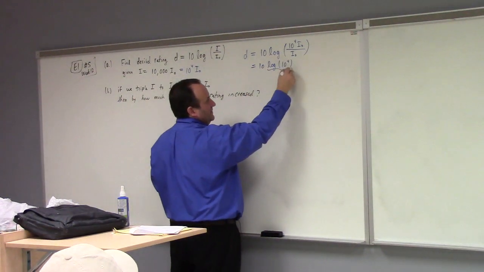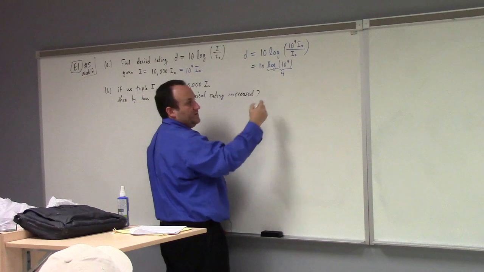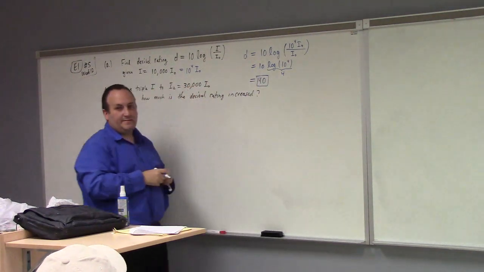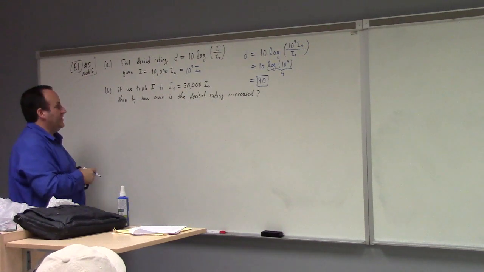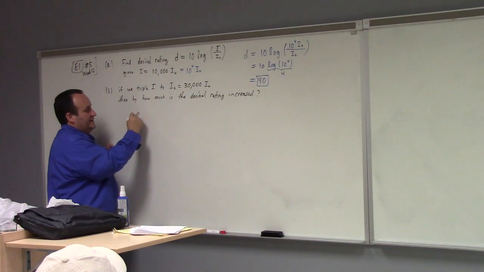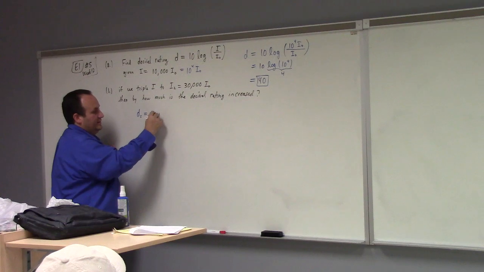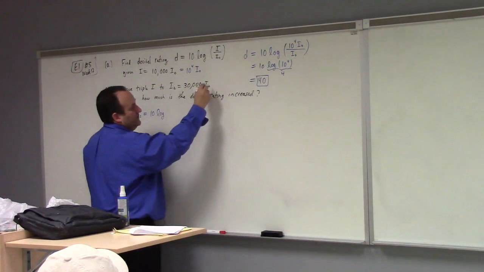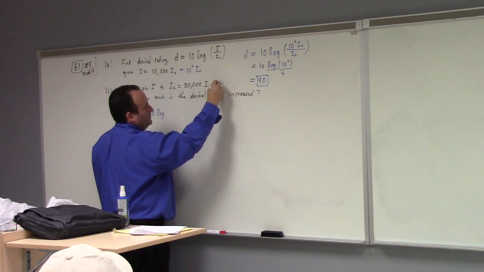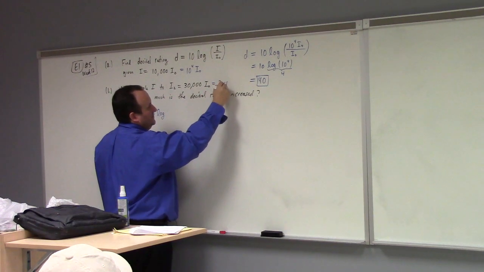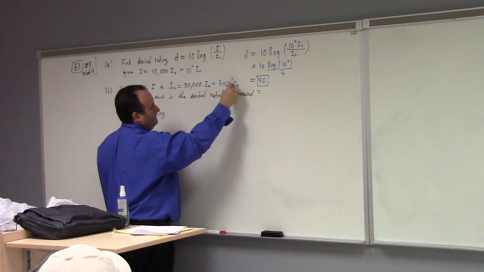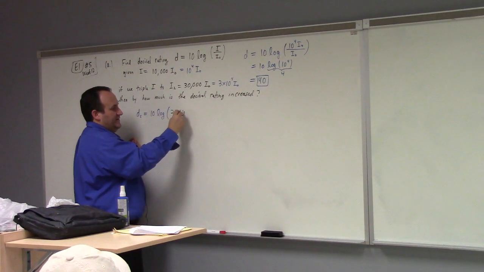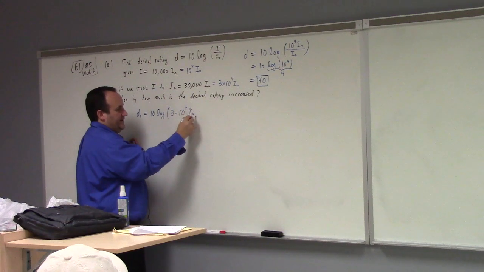This is 4, right? So we get 40. 40 is the decibel rating for part A. For part B, let's call it D2, we do 10 log of 30,000. Now 30,000, we could say is what? It's really 3 times 10 to the fourth I naught, right?